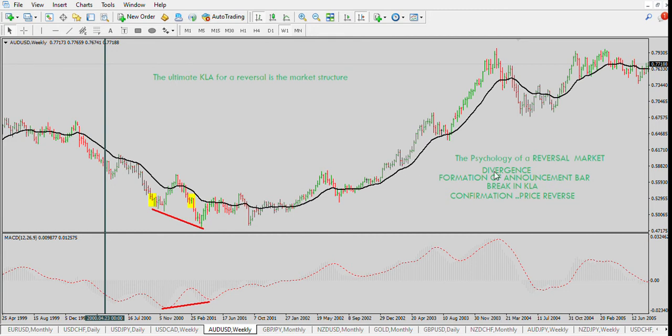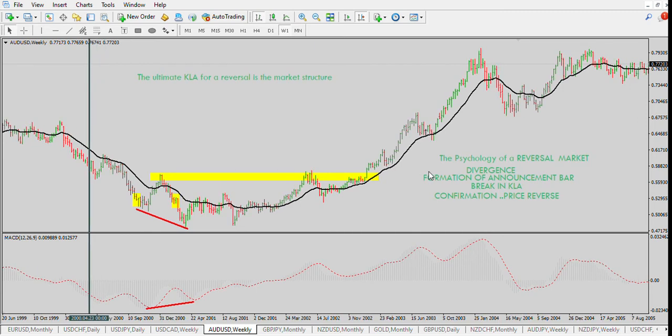And what happened? We have the break in the key level area, which is the market structure. This happens to be our market structure level, this region. Let me use a rectangle instead. This particular place happens to be our market structure level, and of course we have the breakout of market structure here. And of course, you know how to confirm price reversal in market structure. We have the divergence, we have the formation of the announcement bar, and we have a break in the key level area, that is the market structure.